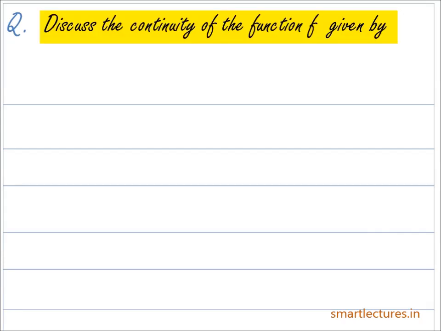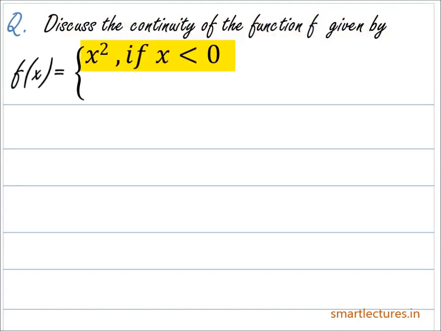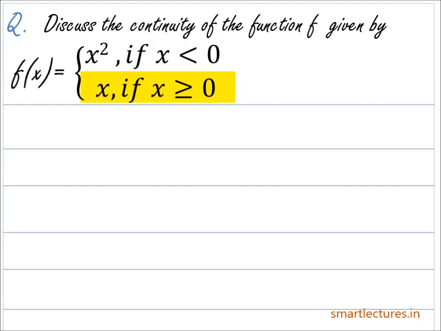And now let's solve one more question. Discuss the continuity of the function f given by f of x is equal to x square if x is less than 0, and f of x is equal to x if x is greater than or equal to 0. And now if you look at this function, you can see this function is defined for all values of x.